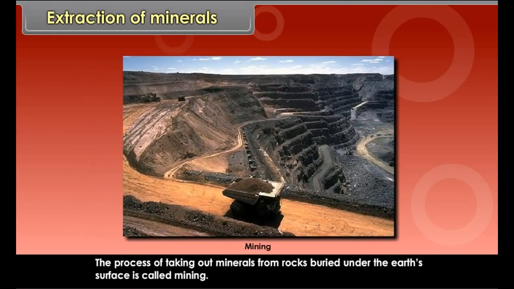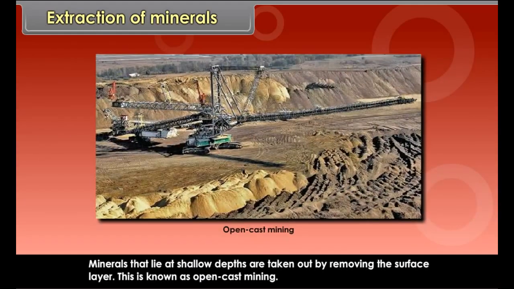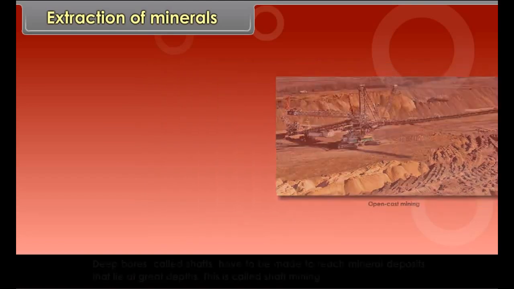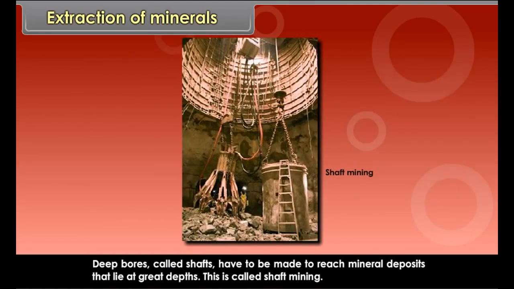The process of taking out minerals from rocks buried under the earth's surface is called mining. Minerals that lie at shallow depths are taken out by removing the surface layer. This is known as open cast mining. Deep bores called shafts have to be made to reach mineral deposits that lie at great depths. This is called shaft mining.